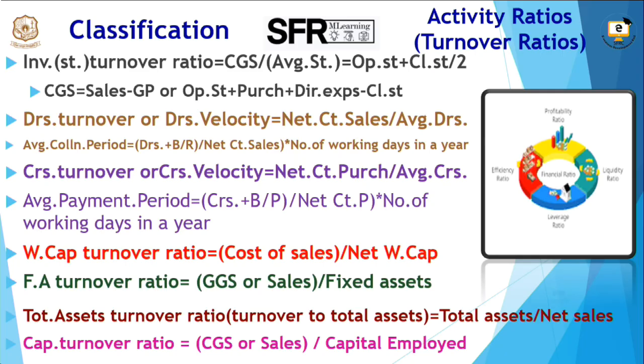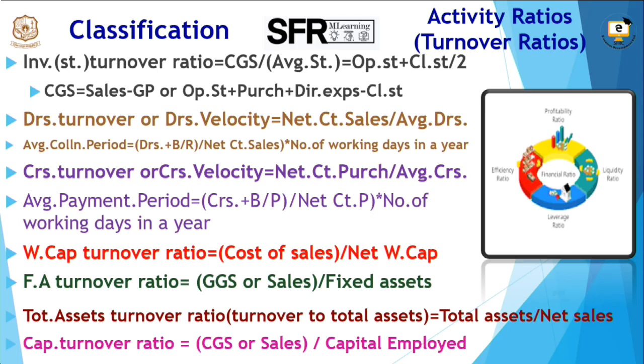It studies the relationship between total assets and net sales. Total assets means both current assets plus fixed assets. Okay, then net sales, we already calculated, that is sales minus sales return, is called net sales. Then the next ratio is capital turnover ratio.